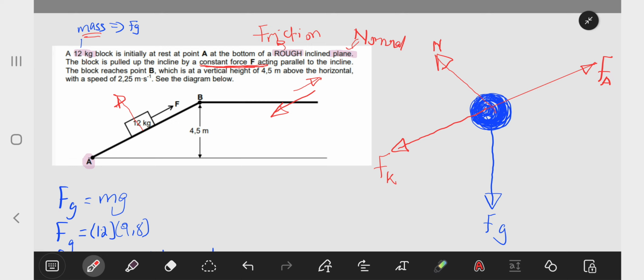So this is the outcome for this video. You had to identify the forces and then represent them on a free body diagram. This is how we identify using the key terms.